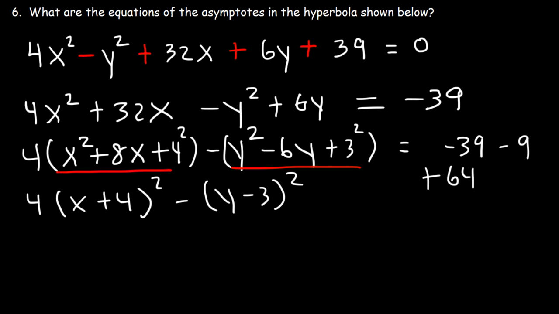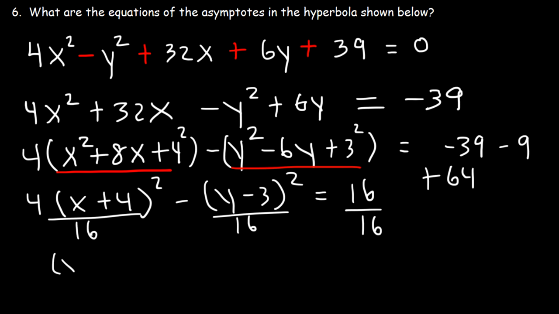Now let's add these three numbers. Negative 39 plus 64, that is positive 25. And 25 minus 9 is 16. So we need to turn this number into a 1. Let's divide everything by 16. 4 over 16, or if we divide it backwards, 16 divided by 4, that's 4. So now we have the equation in standard form, and it looks like this.